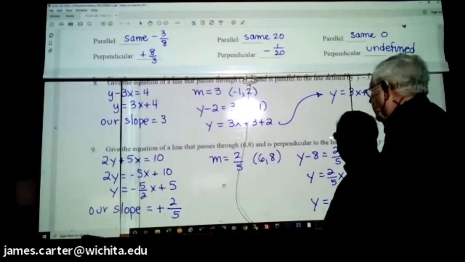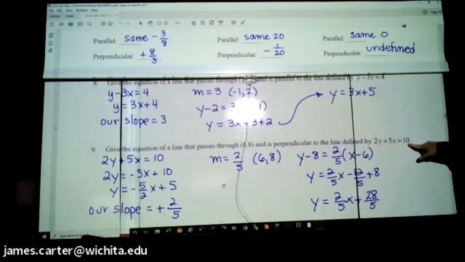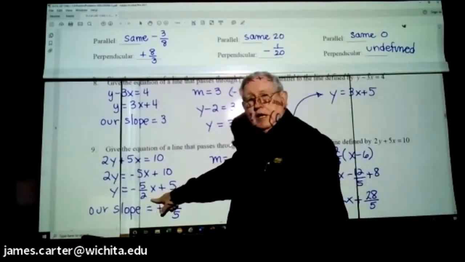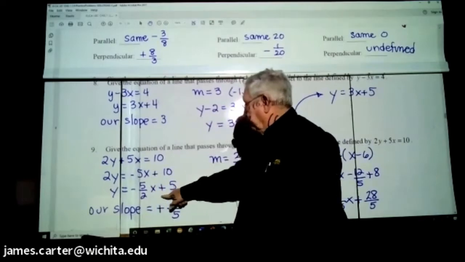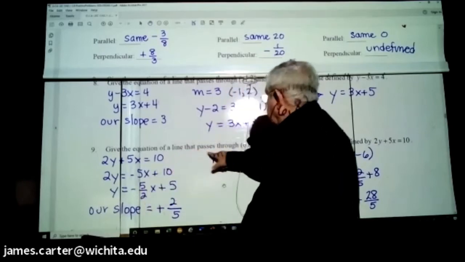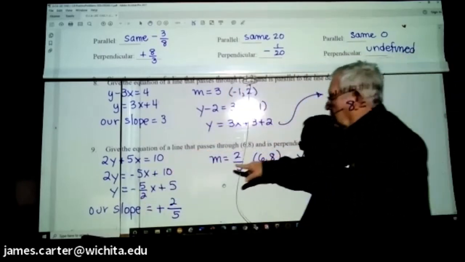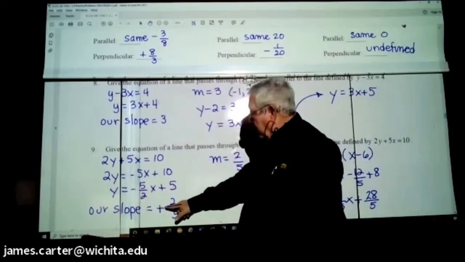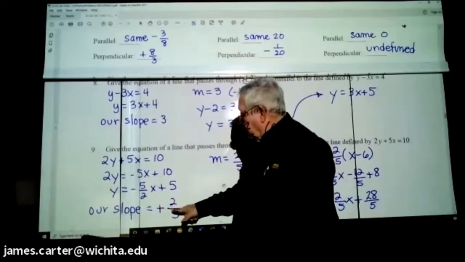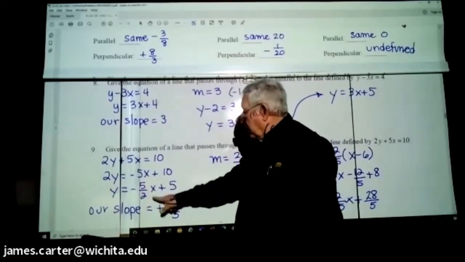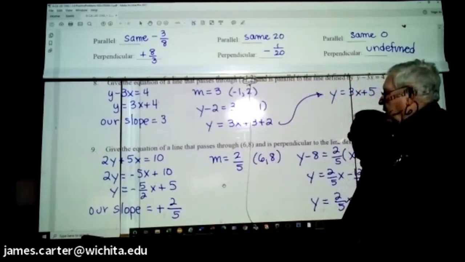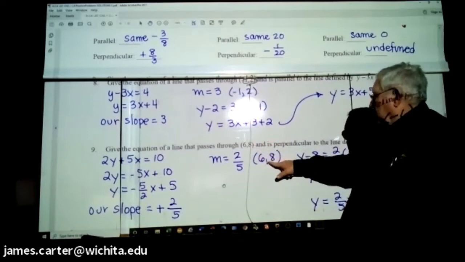On the second one, they give us this one in standard form. So the first thing we want to do is put it in intercept form right here. The slope is, because this says it's got to be perpendicular, we take this -5/2 and we're going to use our slope on our perpendicular line of positive 2/5, the opposite sign, reciprocal. So here's our slope, and here's our point.